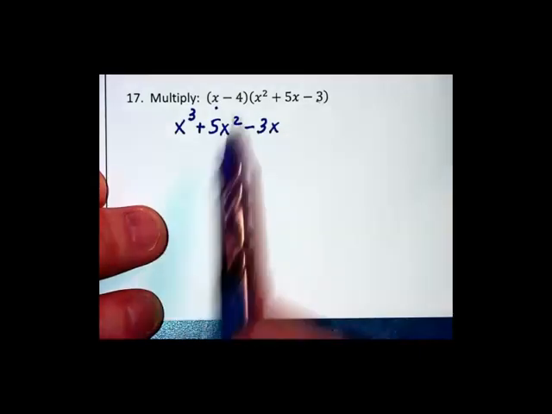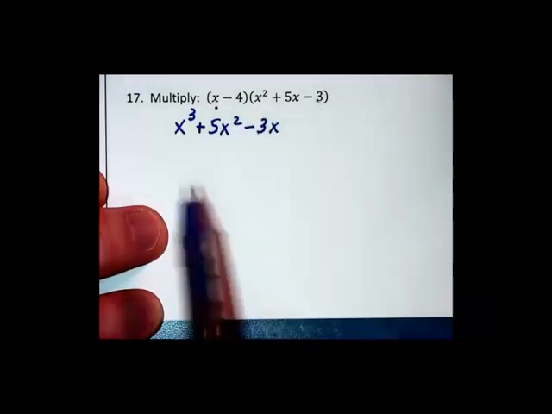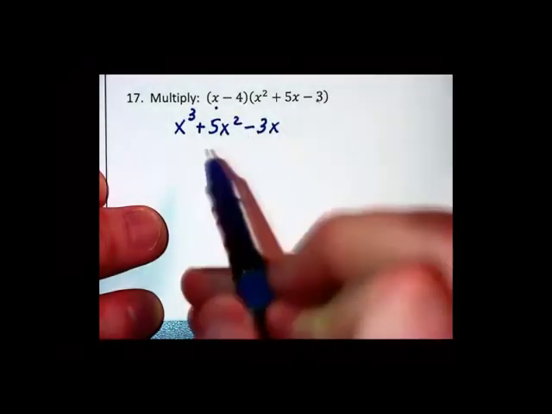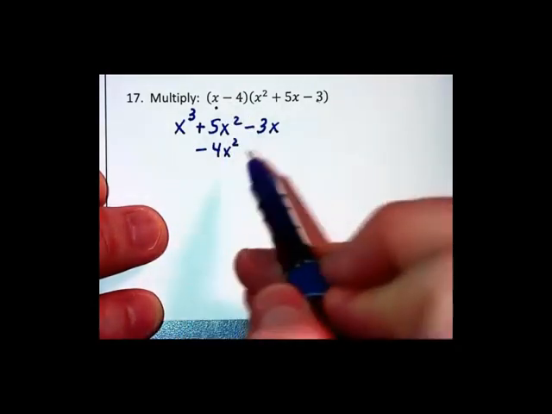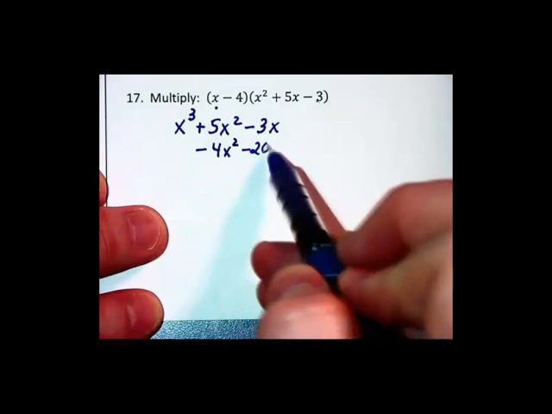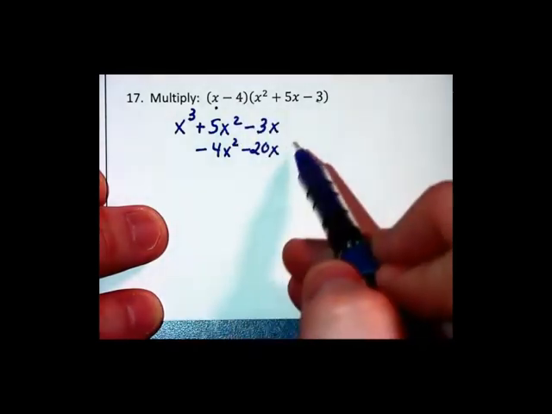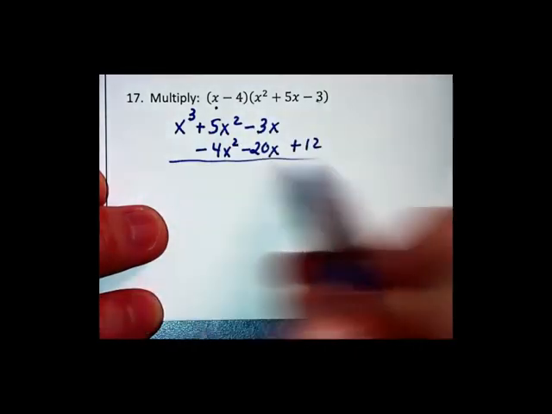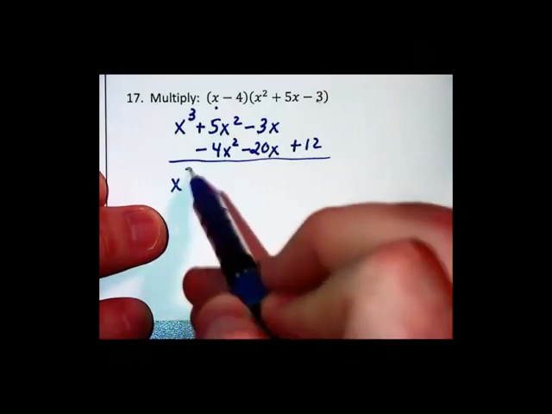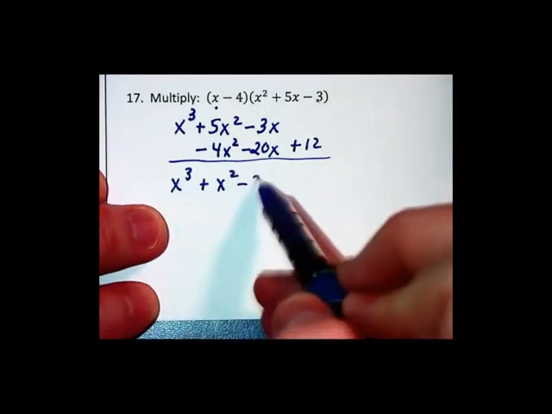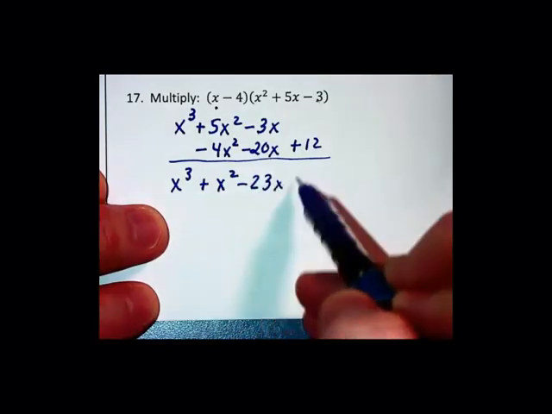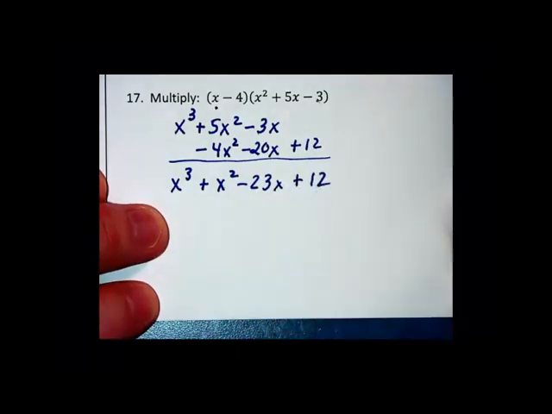Then negative 4 is going to distribute to each of these terms. Negative 4 times x squared makes minus 4x squared. Negative 4 times positive 5x makes minus 20x. Negative 4 times negative 3 makes positive 12. Combining like terms, we have x to the third plus 1x squared minus 23x plus 12.